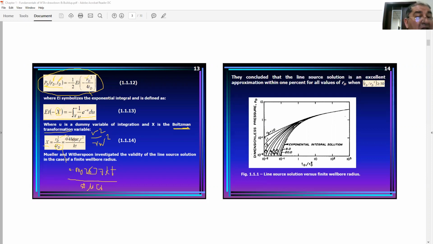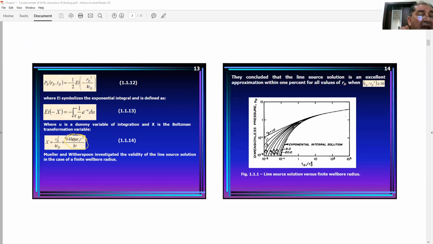Now, solve for x, then what you will have? You will have this model. Because phi mu c_t are going to move up, 1 divided by 0.0002637 gives you 948 phi mu c_t r squared, here is r squared, over k t, and r_w is going to go with r squared here. So here is x, guys. Please give your attention to x. What is x? You have to know that x is 948 phi mu c_t r squared divided by k t.